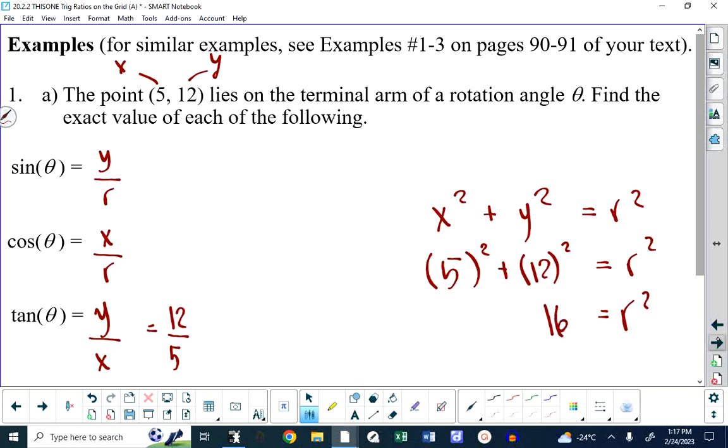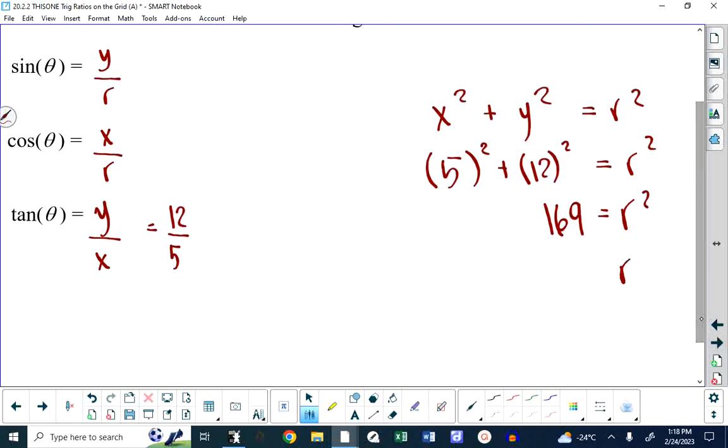169. Is 169 a perfect square? In other words, if we take the square root of it, do we get a nice number? 13? Yeah. We don't get decimals. If we got decimals, then we'd leave it as root 169. We want exact values. So r is equal to 13.